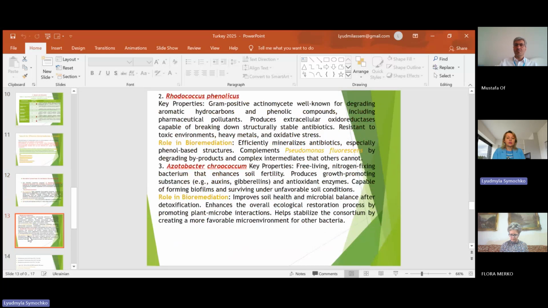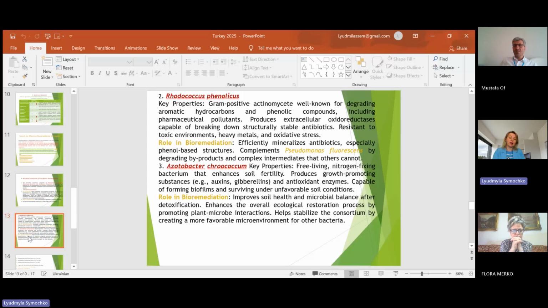Second was Rhodococcus phenolicus, which is a gram-positive actinomycete, and also well known for degrading aromatic hydrocarbons and phenolic compounds. Except that, Rhodococcus phenolicus produces different kinds of enzymes that can degrade structurally stable antibiotics. So it's like a second degrader of antibiotics in our case.